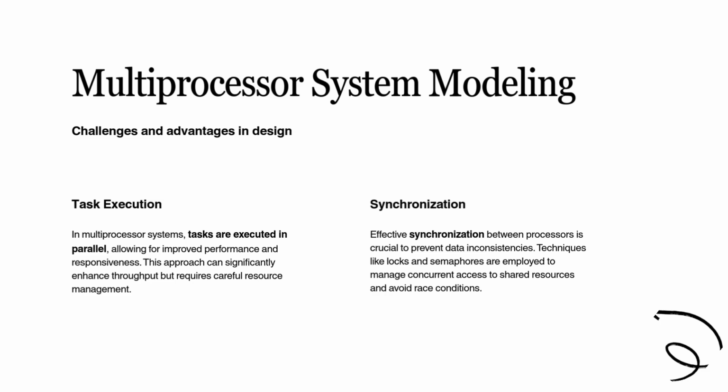One of the key components to focus on is synchronization. Effective synchronization between processors is crucial to prevent data inconsistencies. We use techniques like locks and semaphores to manage concurrent access to shared resources. This helps in avoiding race conditions, ensuring that the systems operate smoothly and consistently. As we proceed, we will compare single and multiprocessor systems, highlighting their differences and how each can be leveraged in various applications.